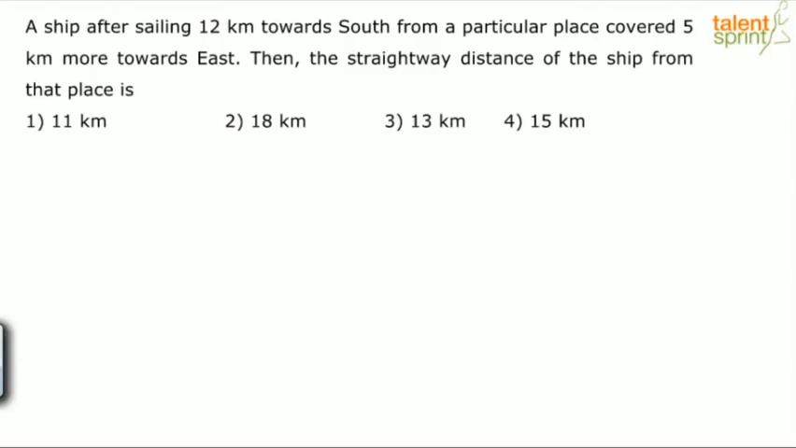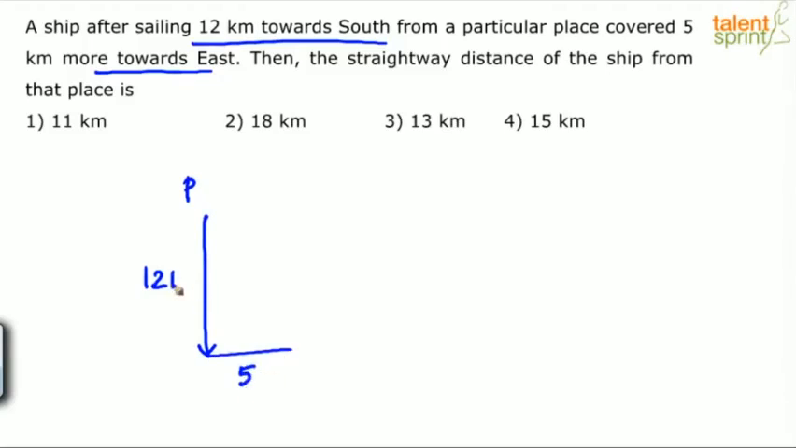I think this is pretty straightforward. It says a ship after sailing towards south from a particular place covered 5 kilometers more towards east. So let's say this is the point P. It covered 12 kilometers towards south. So 12 kilometers towards south. Then covered 5 kilometers towards east. So this is south and then this is east. 5 kilometers towards east. This is 12 kilometers and this is 5 kilometers.